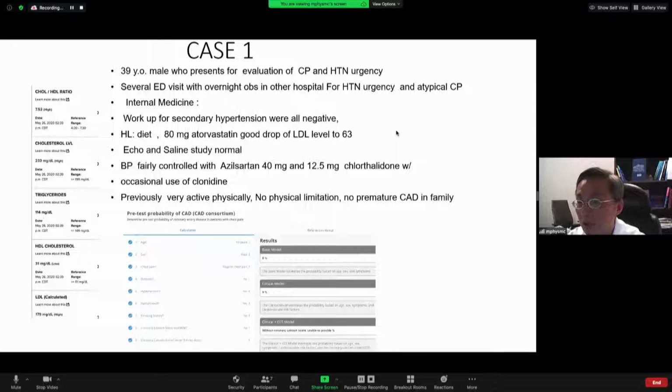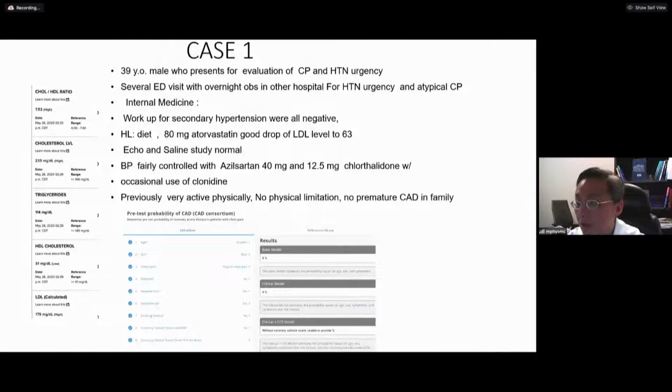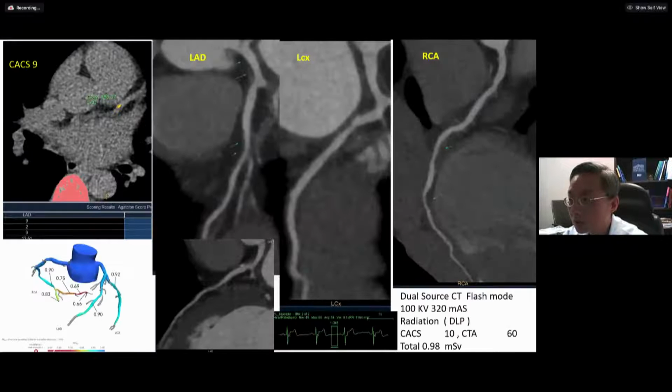So this is a 39 years old gentleman, a patient of mine, basically coming for second opinion after he went to the ER for chest pain and hypertension urgency. Blood pressure was at 200. He saw his internist, found to have hypertension, was treated. Cholesterol was, LDL was 170, was treated with diet and statin with a very good result. And his pretest likelihood of coronary disease according to the CAD consortium by European Society of Cardiology is roughly within the low probability, low to intermediate probability. He continued to have atypical symptoms, and we decided to do a coronary CTA.